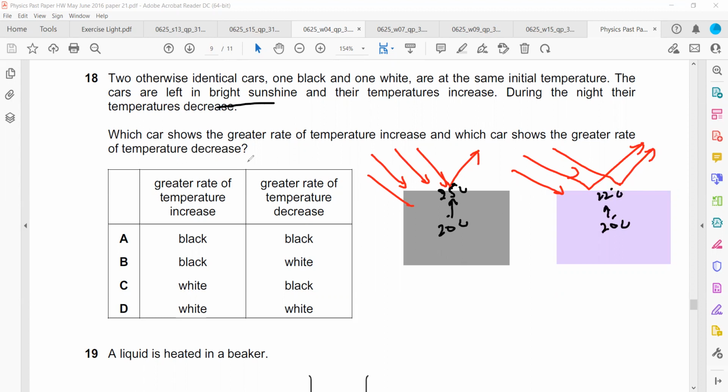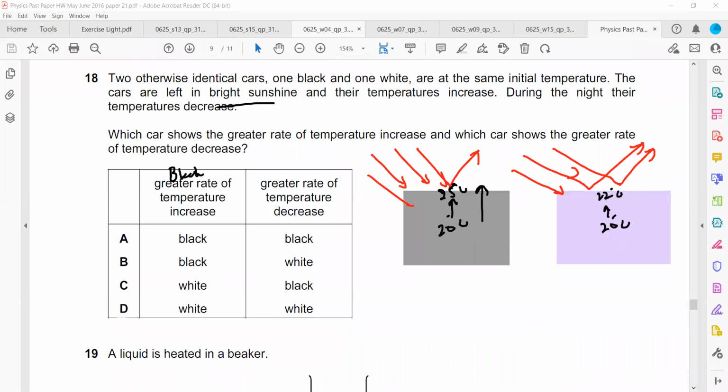So during the daytime, which one shows a greater increase in temperature? The dull and dark surface, black. Then which car shows a greater rate of temperature increase and which car shows a greater rate of temperature decrease? Because as we mentioned, dull and dark surfaces are good absorbers and good emitters. So during the daytime, when they absorb energy, the temperature rise is more. So during the daytime, the dull and dark surface has a greater change in temperature, or rise in temperature.